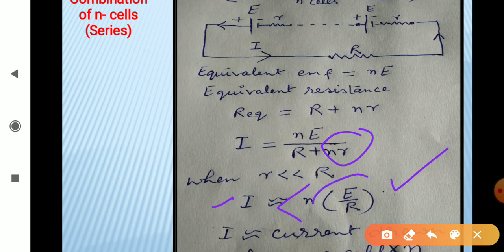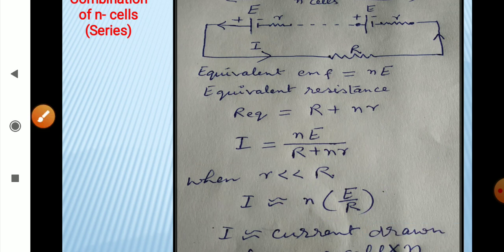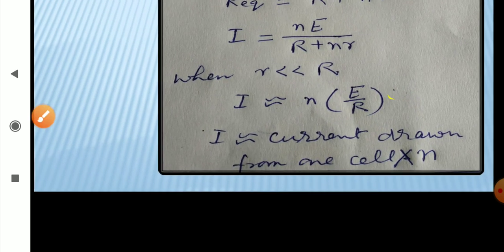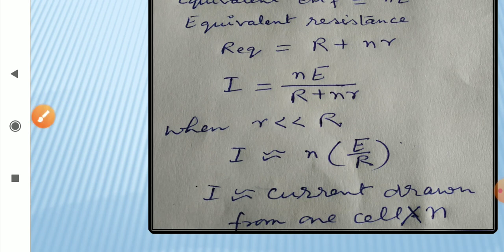Now E upon R is the current drawn from one cell. So now we have this current as n times the current drawn from one cell. So the current becomes nearly n times. We will get more current, right? So the current obtained will be equal to the current drawn from one cell multiplied by n times.